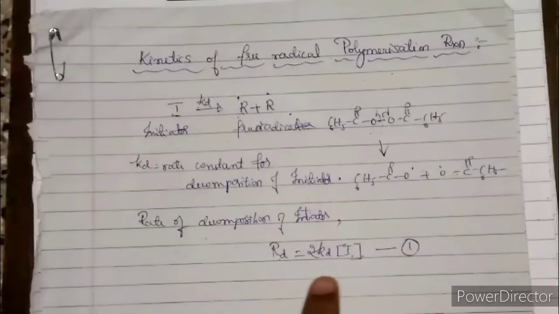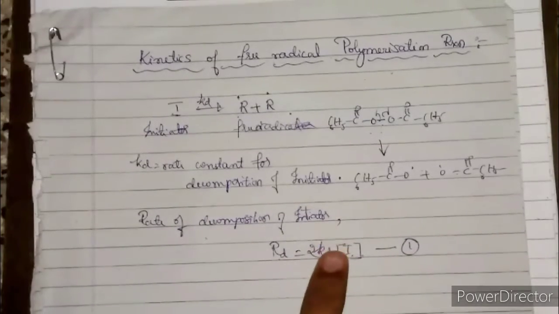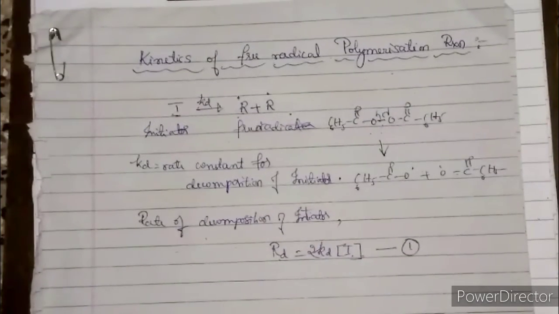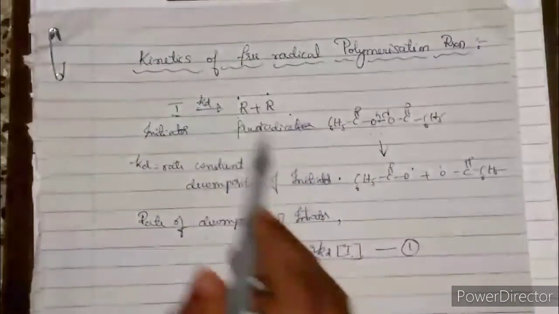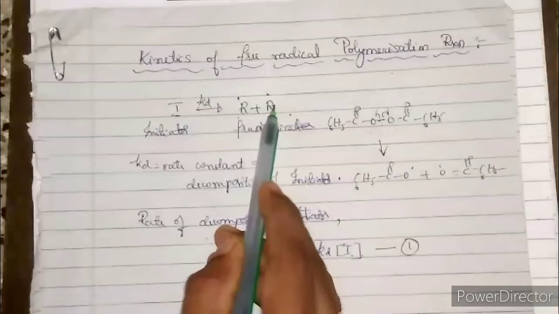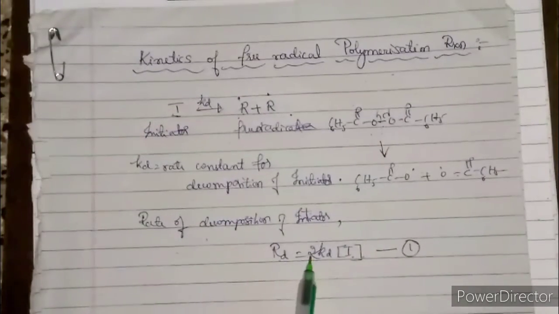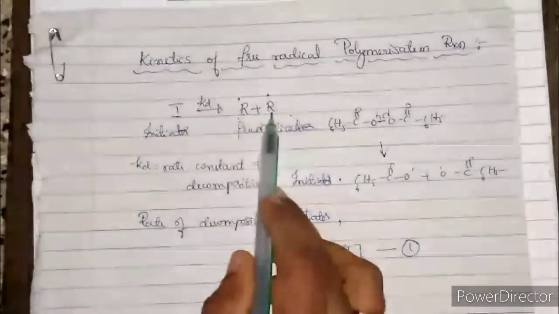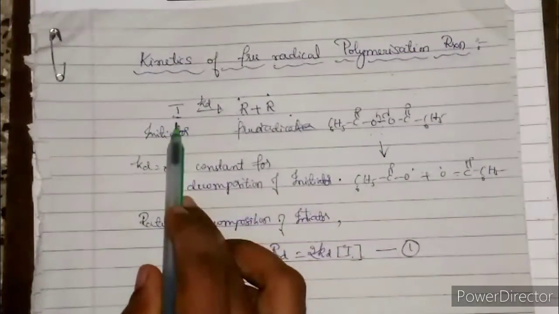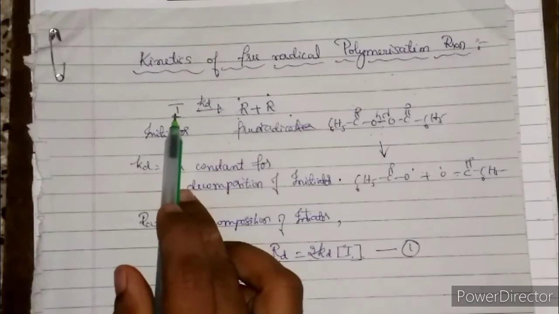Why is 2 there? 2 is used because in this reaction you can see that 2 free radicals are formed. That is why I wrote 2. The 2 indicates that 2 radicals are formed by the decomposition of one initiator.